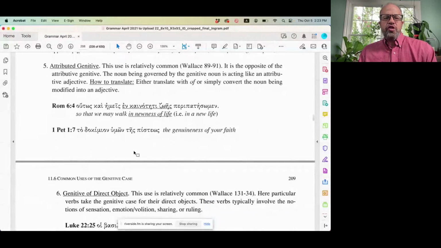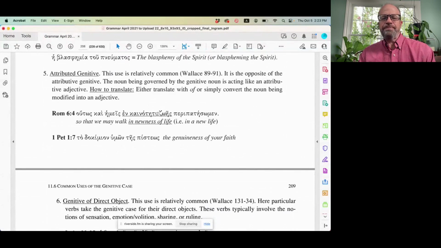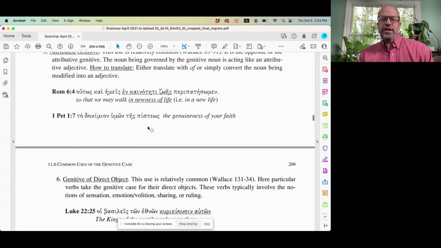Another use is called the attributed genitive. And this is when the head noun of the genitive noun is the verbal attribute, or is the attribute, like the adjectival attribute. So an example from Romans 6:4, Paul talks about you walking in newness of life. And the newness is the head noun, and then of life is the genitive. What is signified by that is that you're walking in a new life, the new life. So that's called an attributed genitive.